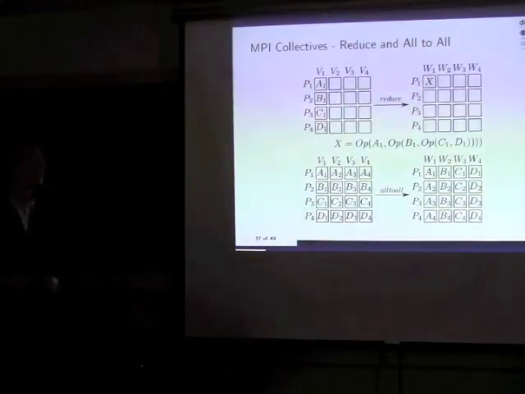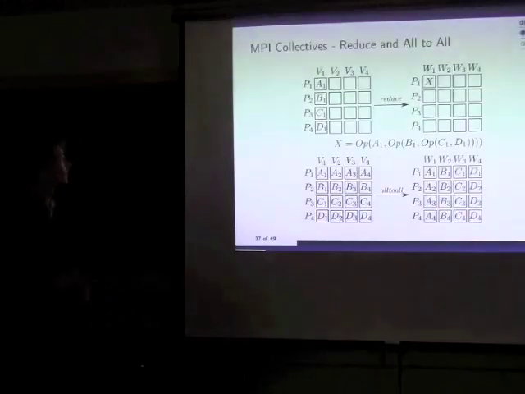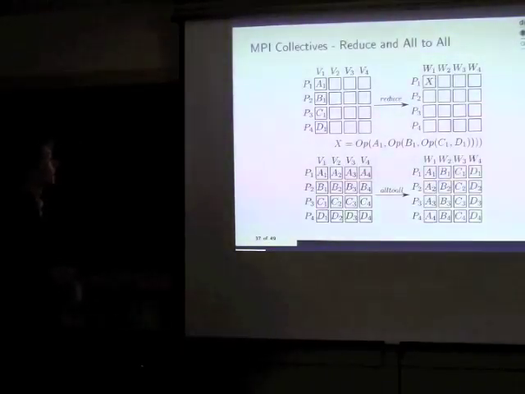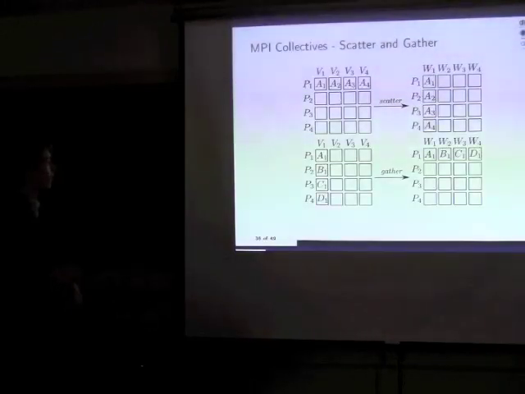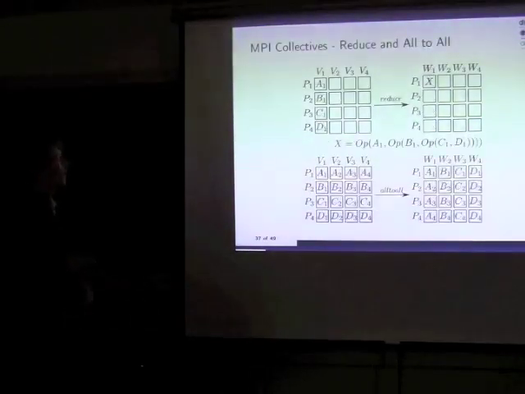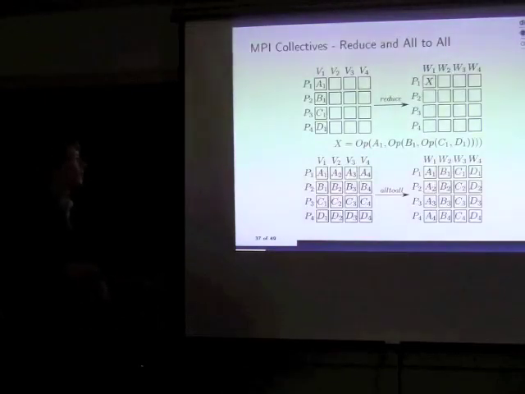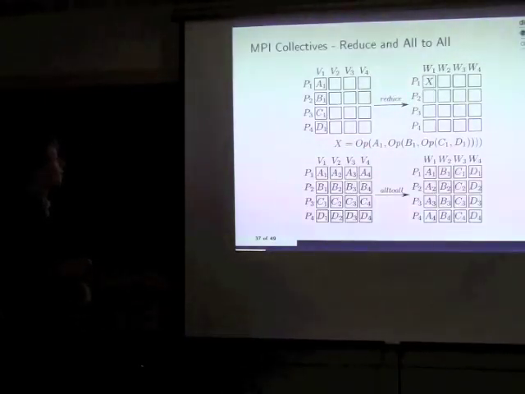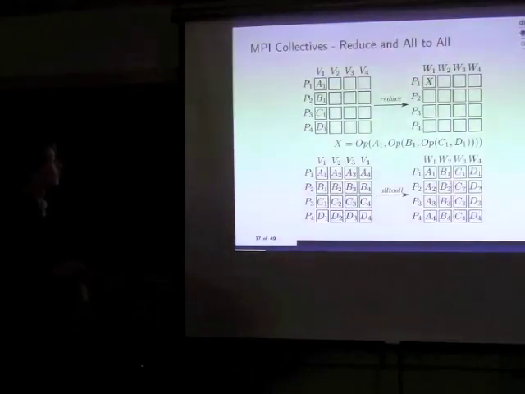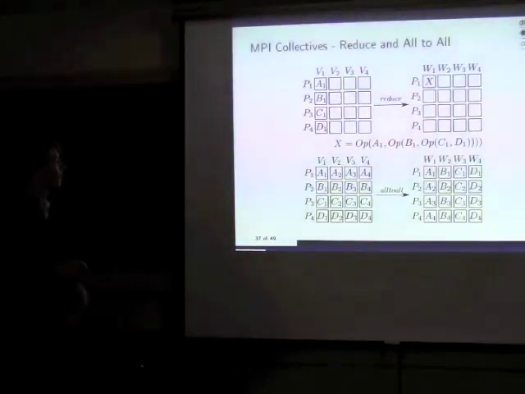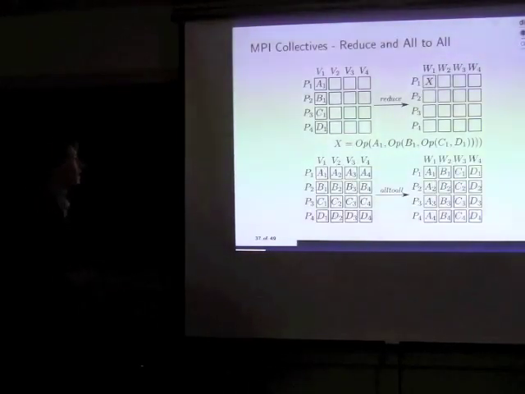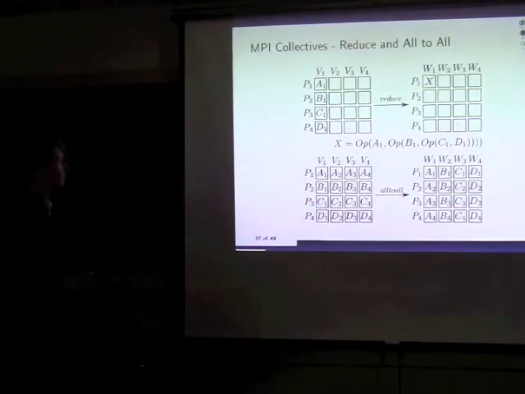A very interesting collective is the reduce function. It's similar to the gather, where all processes have prepared some data, and one process wants to receive the data, but there should be an operation performed on the data. So process one will receive something like this. There's an operation performed on this data, and the operation with this data, and so on. You get the idea. And then there's the all-to-all collective.